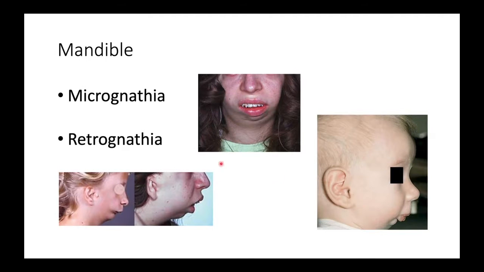All right, so we're on to the mandible, and the suffix is gnathia. So a small mandible is micrognathia, and a posteriorly placed mandible with reference to the maxilla is retrognathia. So here we have some extreme examples of micro-retrognathia.